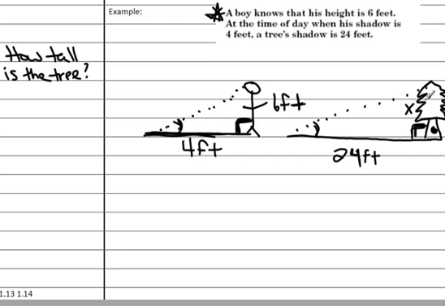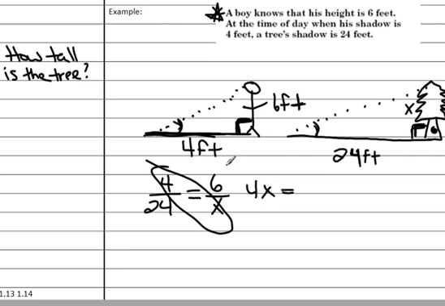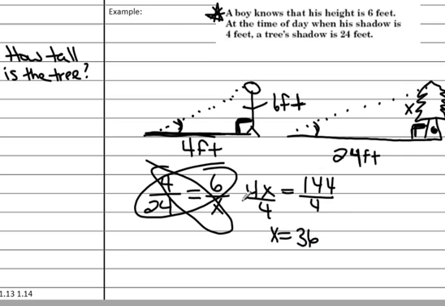So now we'll use that information to find the height of the tree. So if we know that the boy's shadow is 4 foot, it's going to be compared to 24 foot of the tree's shadow. And that's going to equal the boy's height over the tree's height because they're going to be proportionate. So we cross multiply and we get 4x equals 6 times 24, which equals 144. And then we would divide both sides by 4. So we get that the x is 36. And remember, this answer represents the height of the tree.